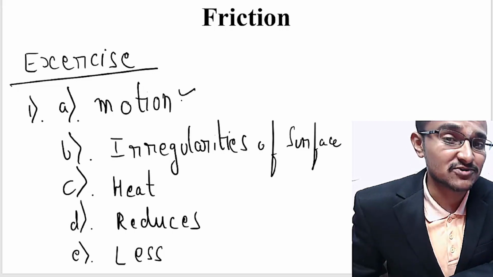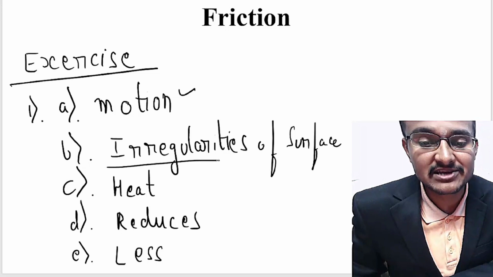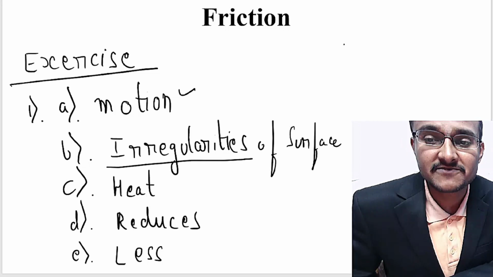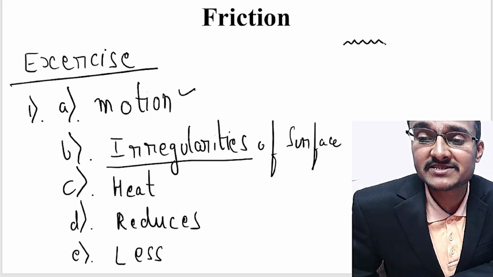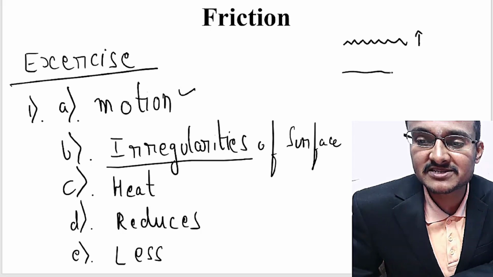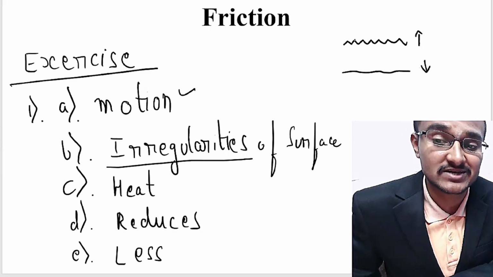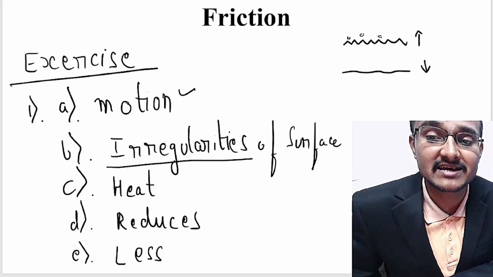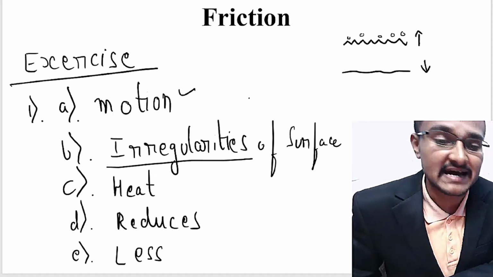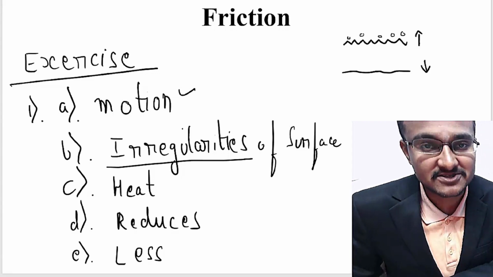So coming to the second question in this fill in the blanks, friction depends on dash of the surfaces. So here, friction depends on the irregularities of surfaces. If the irregularities on the surface are more, then the friction will be more. If the irregularities on the surface are very less, then friction will be very less. So that's why friction is dependent on the irregularities of the surface. Hence the answer for this second question in the fill in the blanks is irregularities of surface.